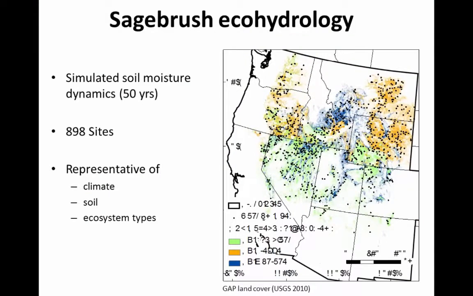The way we approached trying to understand the ecohydrology of sagebrush was to simulate soil moisture dynamics for a 50-year period at 898 sites, which all those black dots show. They're spread across the range of sagebrush. They were selected to be representative of the climatic conditions that sagebrush occurs in, the soil conditions, and also the ecosystem types I just mentioned, to make sure that we do a good job of representing all the variability.